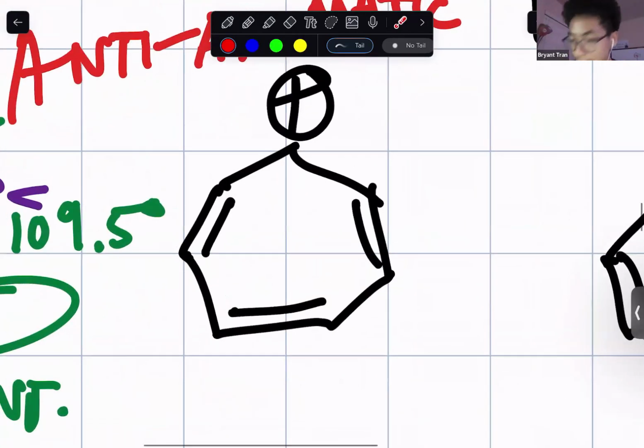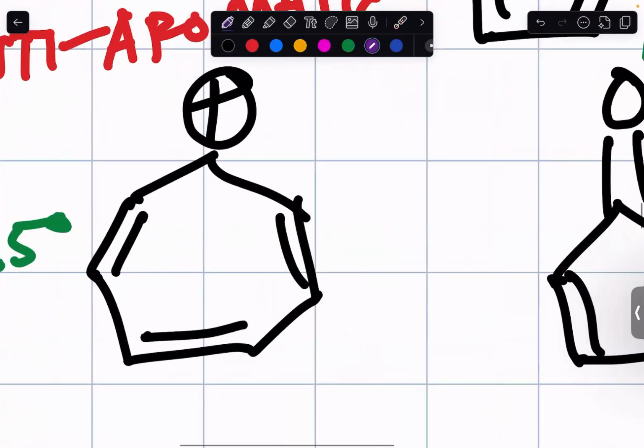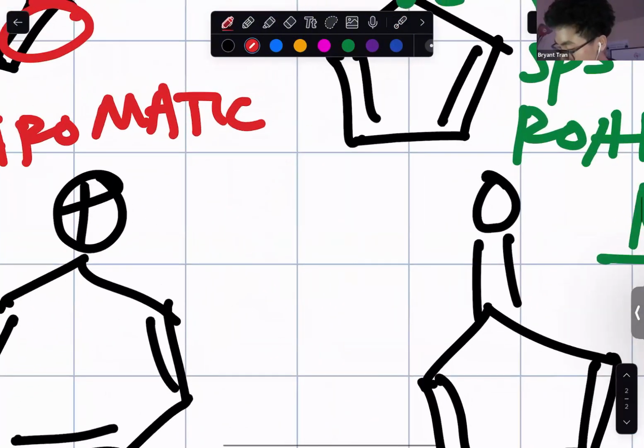Let's move on to the next one, Crystal. So it is fully conjugated. It's planar and it's cyclic.